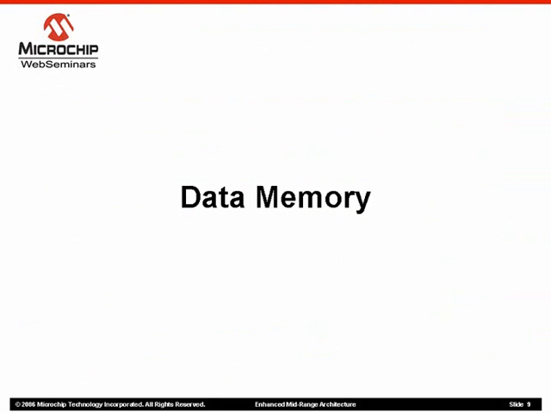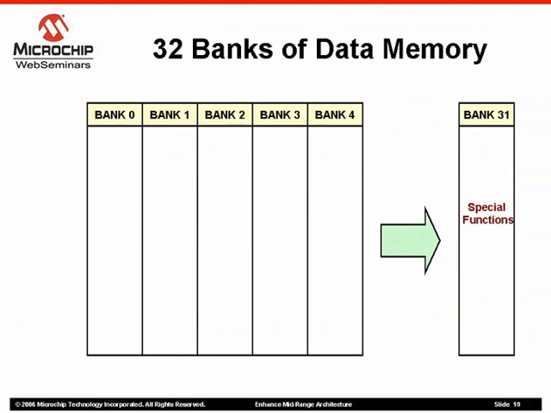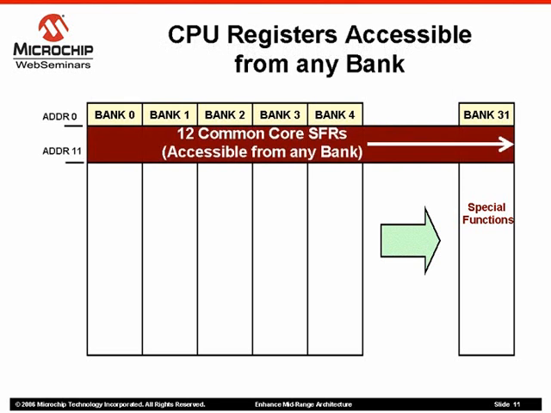Let's take a closer look at these enhancements, starting with the new data memory map. Users familiar with the mid-range PIC microcontroller architecture may remember that the PIC microcontroller data memory is organized into 4 banks of registers. On the new enhanced architecture, data memory is now expanded to 32 banks, with bank 31 offering some special functions.